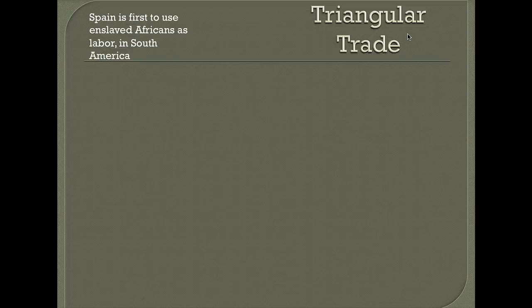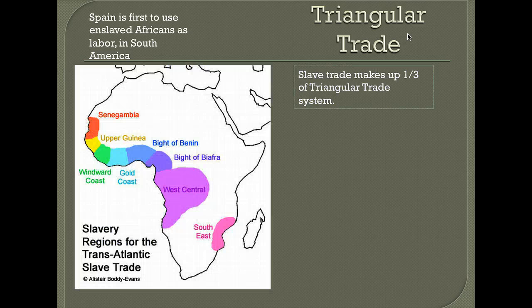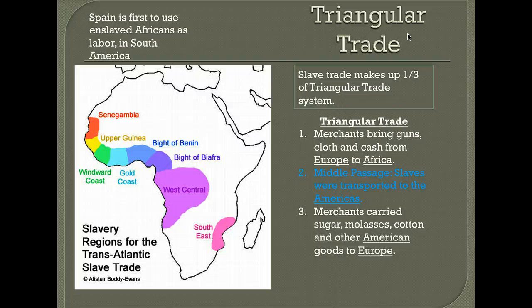Spain is going to be the first European country to use enslaved Africans in South America, but they're not going to be the only ones. And so what we see here is that the slave trade is going to make up 1/3 of the triangular trade system. Well, what was the triangular trade system? There are 3 parts to it, hence the triangle.